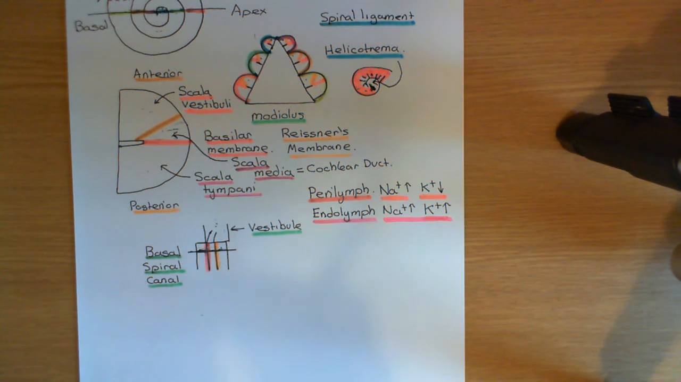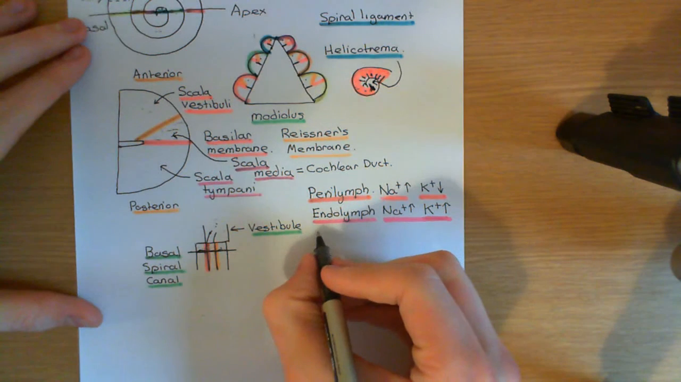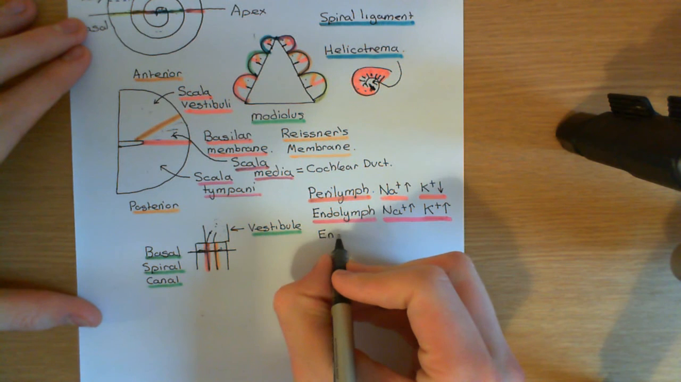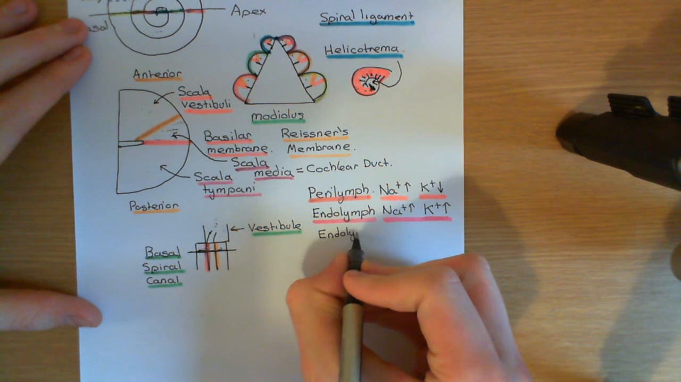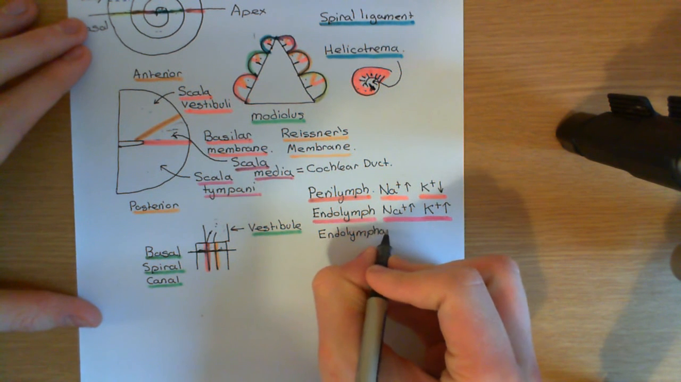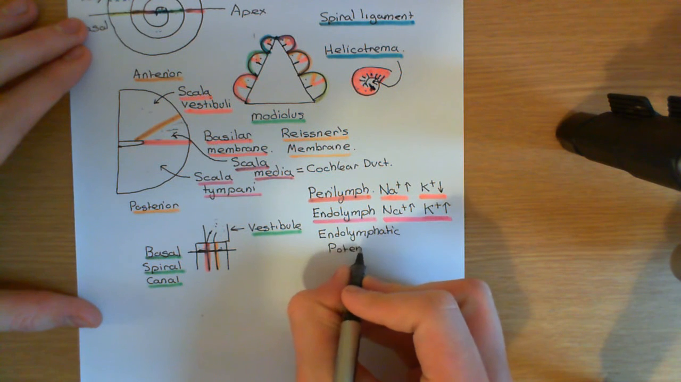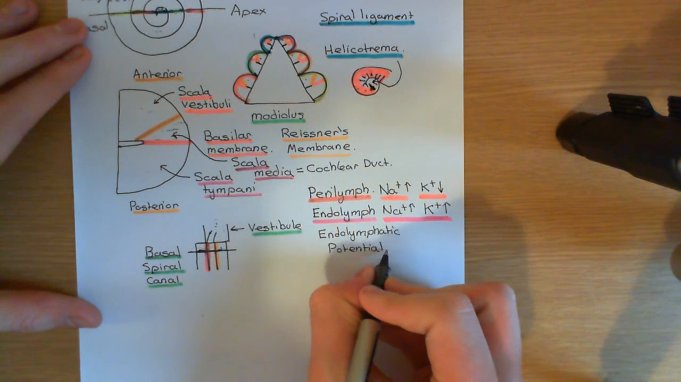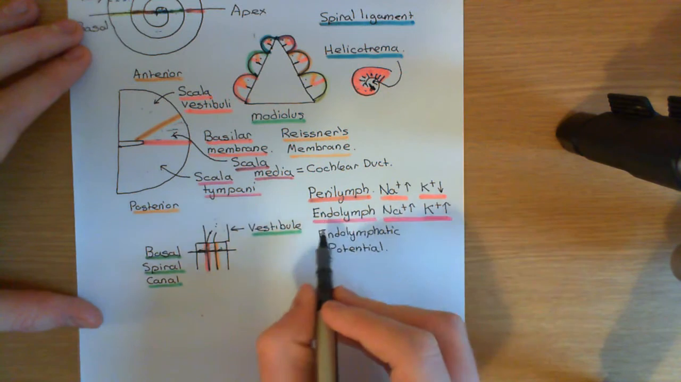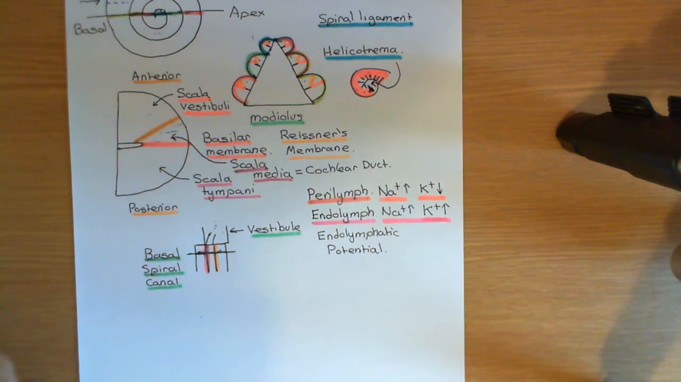Okay, the other important thing to talk about is something known as the endolymphatic potential. This refers to the fact that there is an electrical potential difference between the electrical potential in the perilymph and the electrical potential in the endolymph.